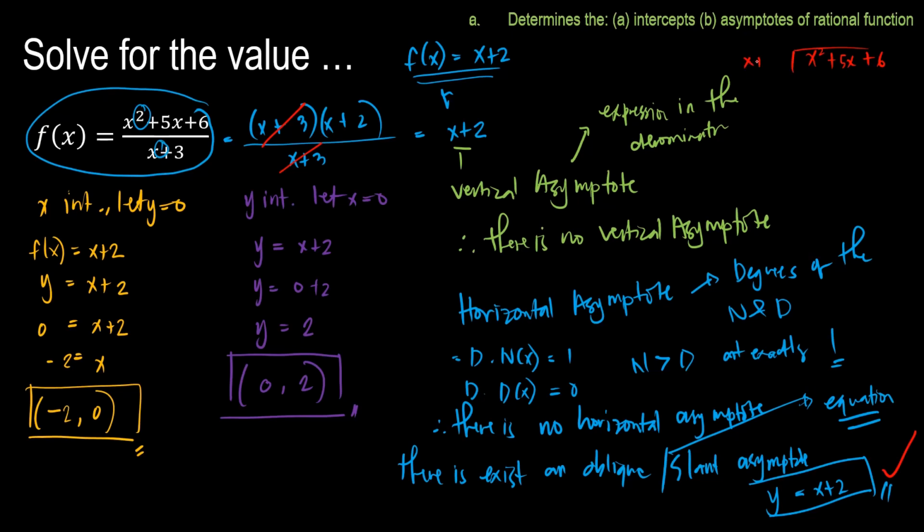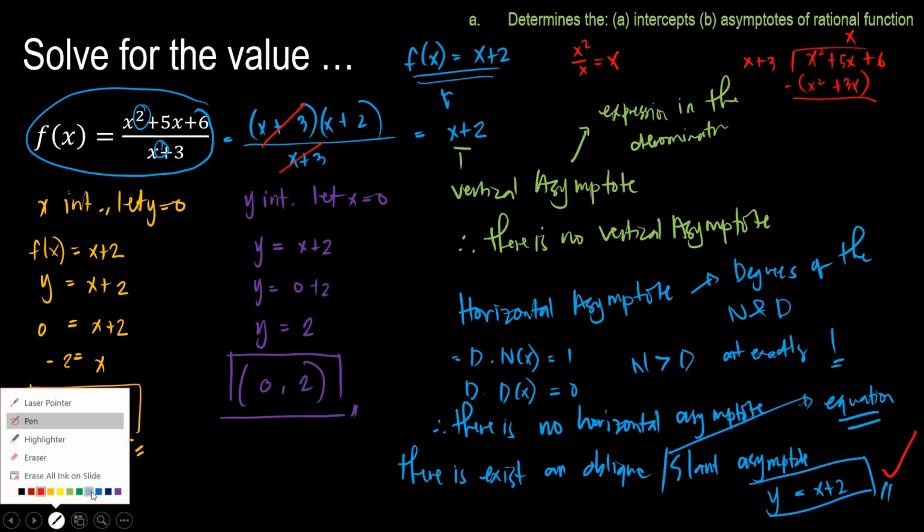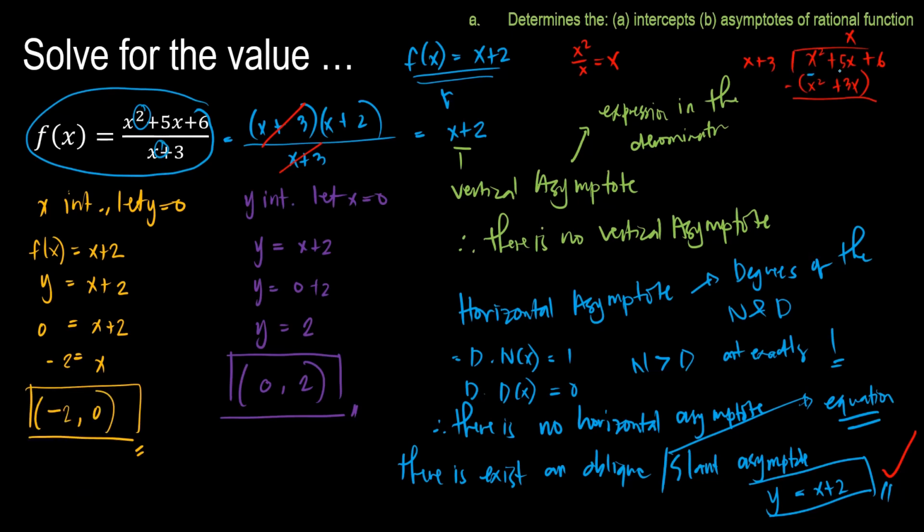Okay, so we have x plus 3. So, x divided by x squared, you will have x. X times x is x squared. X times 3 is positive 3x. And then, distribute the negative sign sa loob. So, you will have negative, negative. So, 5x minus 3x, you will have 2x. Then, bring down si positive 6.